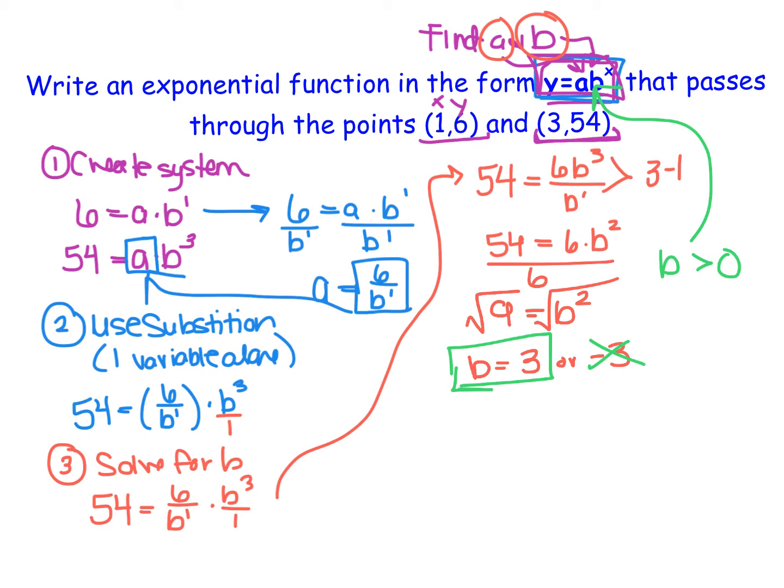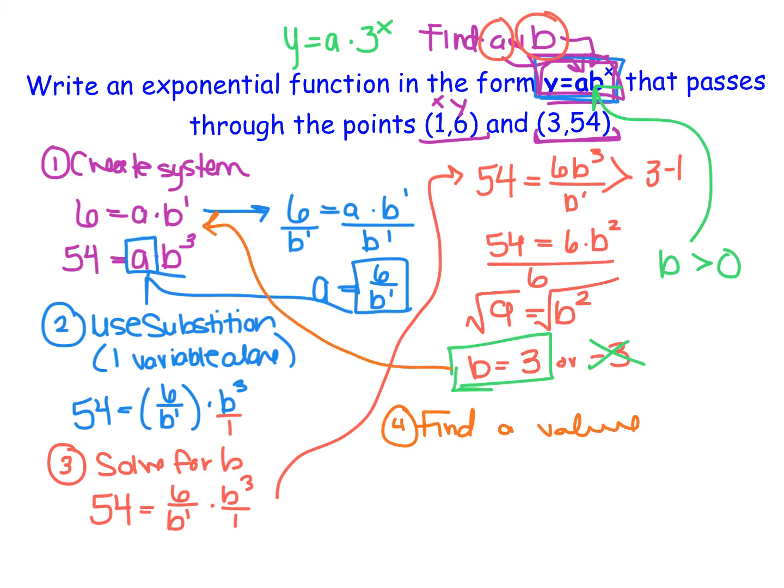So I found at least one of those values, and I now know that y equals a times 3 to the power of x. Now what I need to do is find my corresponding a value. So that's going to be my fourth step here. So I need to find my a value. And the easiest way to do that is to use one of the original equations that I created for my system. So take b and plug it back into either one of these original equations.